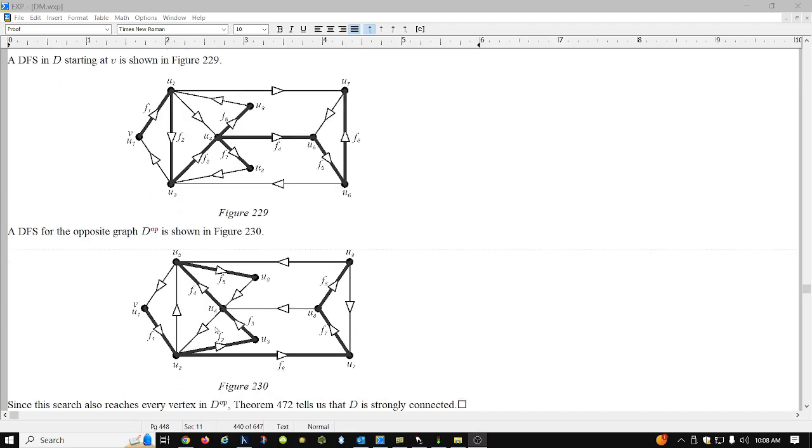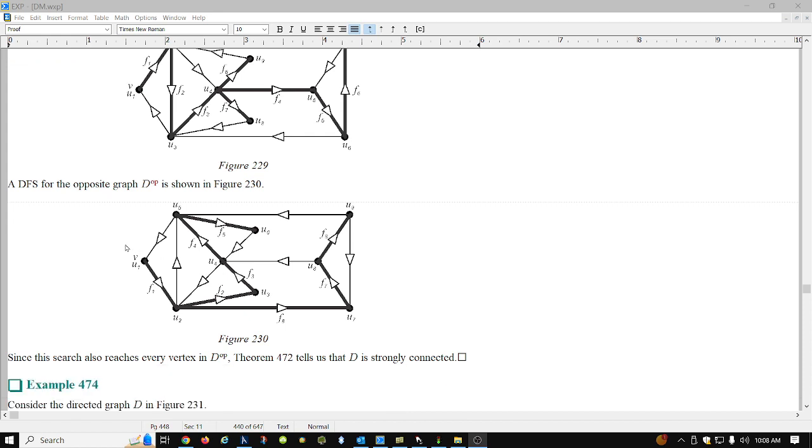The opposite graph is shown here. So all the arrows, for example, this arrow is now reversed to this arrow. This one gets reversed to this. All the arrows are reversed. That's the opposite graph.